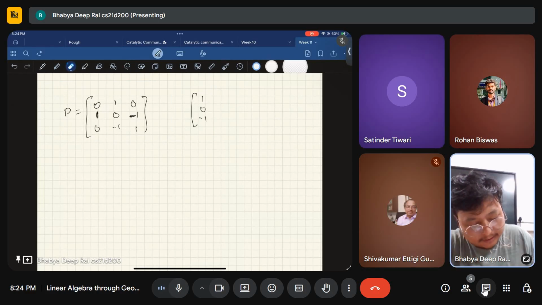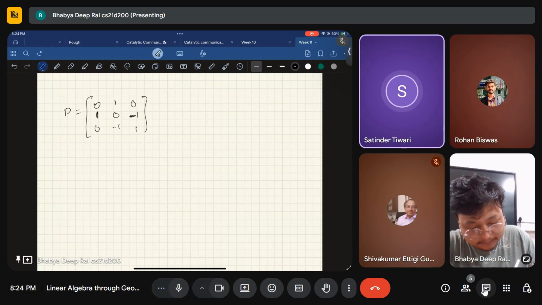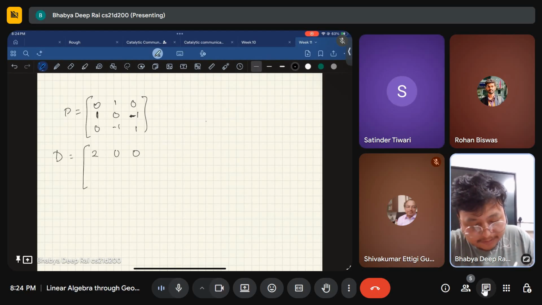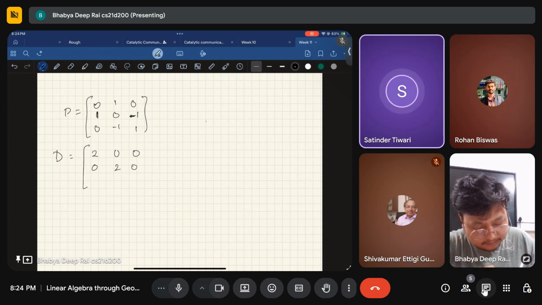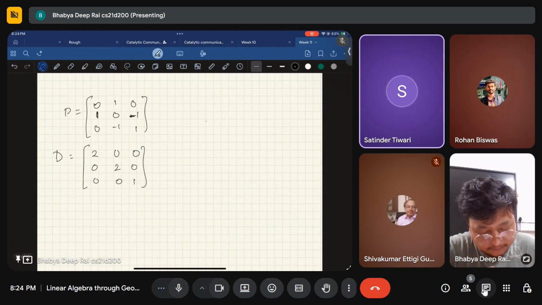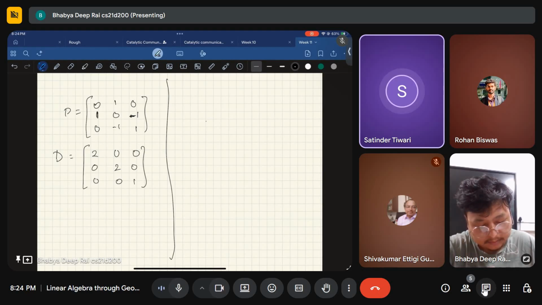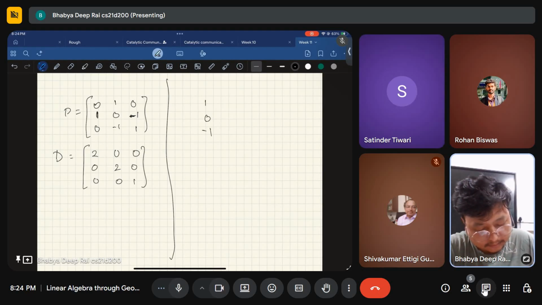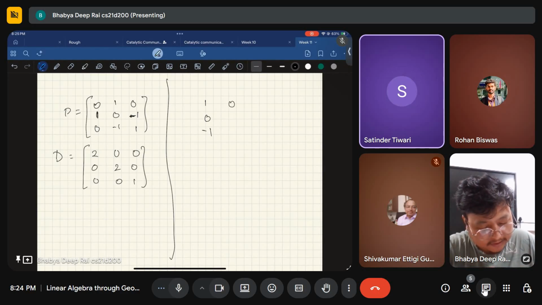Okay, D will be 2, 0, 0; 0, 2, 0; and 0, 0, 1. Corresponding to this, my P matrix will be this also, column-wise: 1, 0, minus 1; 0, 1, 0; 0, minus 1, 1.